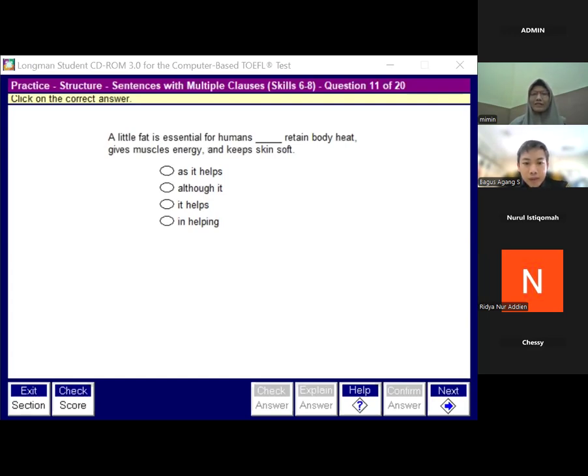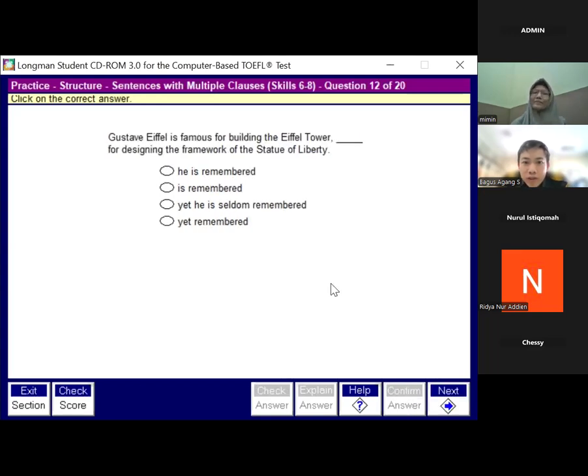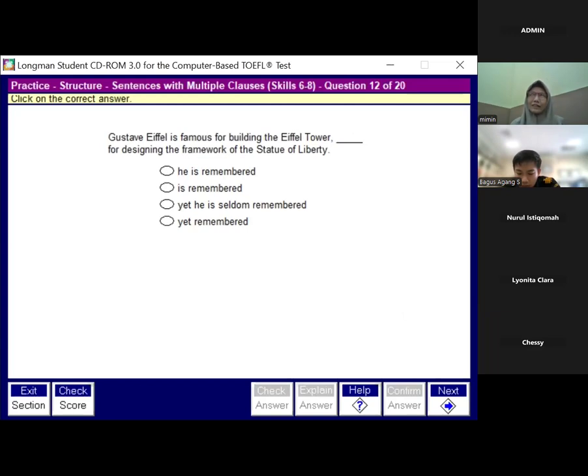All right, thank you. A little fat is essential for humans as it helps retain body heat, gives muscle energy, and keeps skin soft. All right. Maybe next I choose Leonita Clara. Okay, Kak Leonita Clara. Yes, ma'am. Kak Leonita Clara.